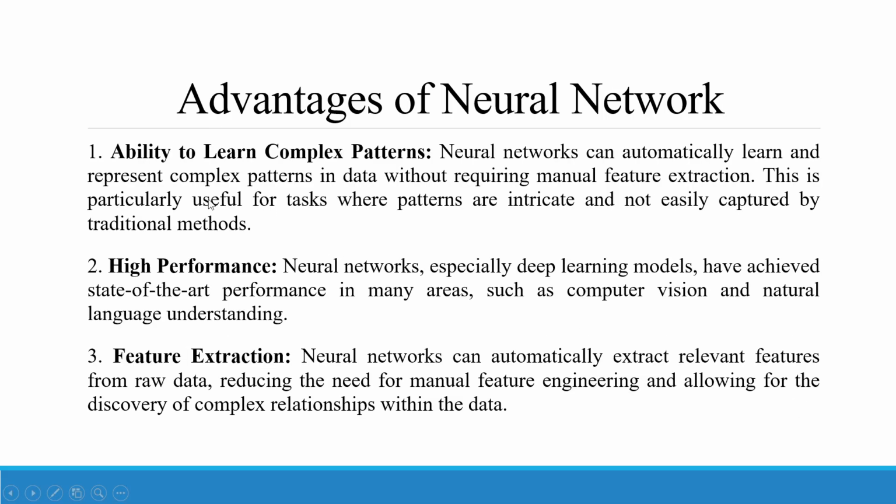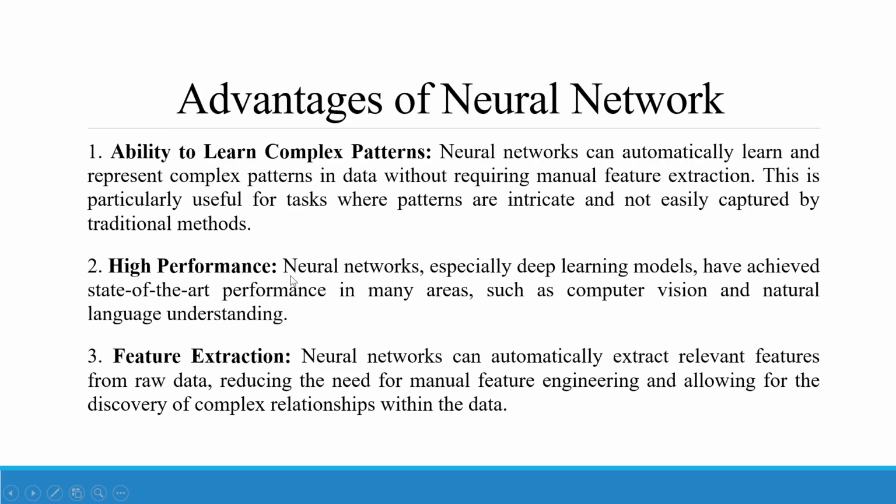Advantages of neural networks. Ability to learn complex patterns. Neural networks can automatically learn and represent complex patterns in data without requiring manual feature extraction. We don't have to transform the data. This is particularly useful for tasks where the patterns are intricate and not easily captured by traditional methods such as linear regression and logistic regression.